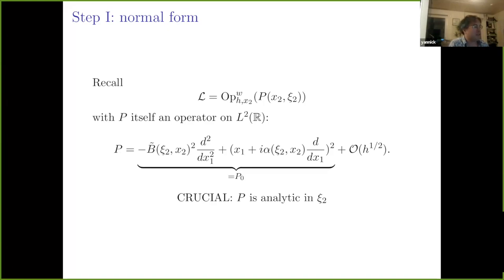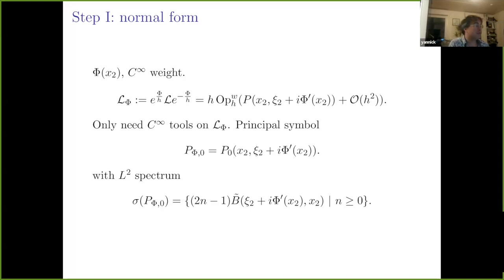Okay, and that's crucial because then we can conjugate the operator with C-infinity weights in space weights. And then we have a nice formula, and obviously this is not true. You cannot do this if the symbol is not analytic in Xi2. Okay, so that's where we really use analyticity. Because once we've conjugated the operator, then we're just going to do C-infinity microlocal analysis on the operator. And so now the principal symbol after this conjugation becomes P0 of x2, Xi2 plus i phi prime of x2, where phi is just your weight, okay?